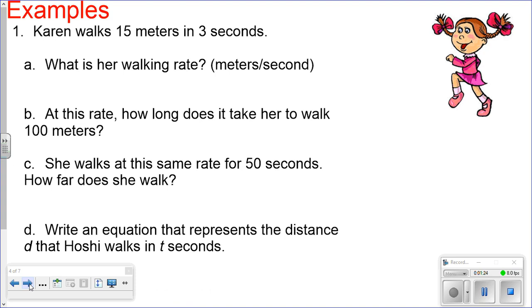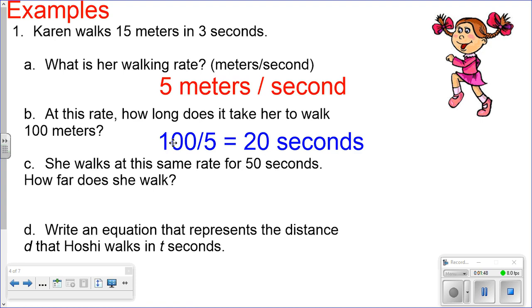So for example, Karen walks 15 meters in 3 seconds. What is her walking rate? So I want to know meters per 1 second. So I'm going to take the 15 over the 3 and simplify that, and it would be 5 meters per second. So if she's walking at this rate, how long does it take her to walk 100 meters? So we'll take the 100 meters divided by the 5 per second, and it's going to take her 20 seconds.